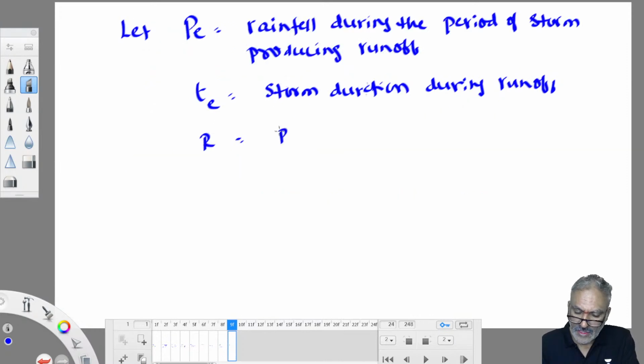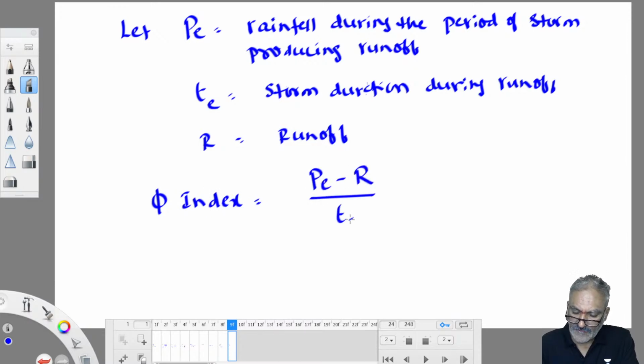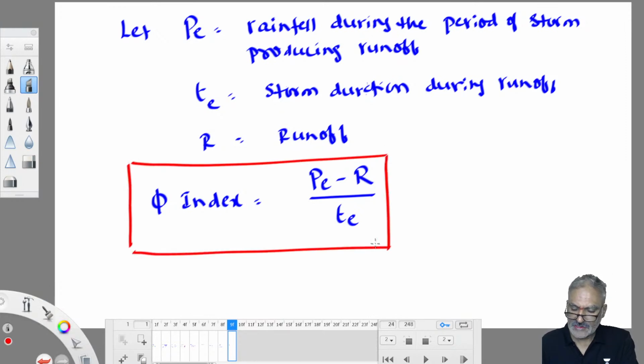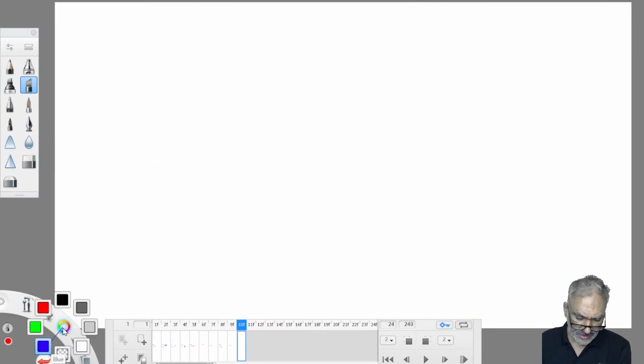And R is equal to runoff, let us assume. Therefore, this pi index we can take as infiltration, which is rainfall minus runoff by duration of storm, PE minus R by T. So just by using this equation, we can work out pi index. Pi index is equal to PE minus R by T.